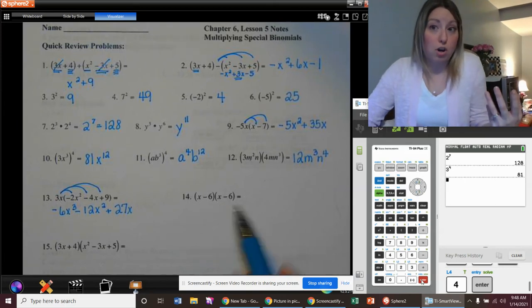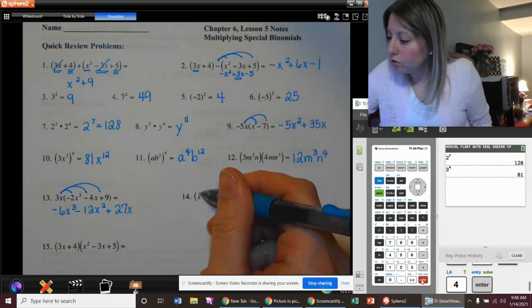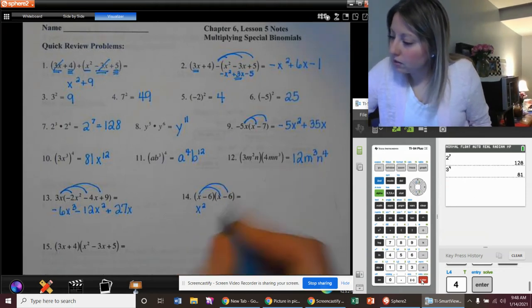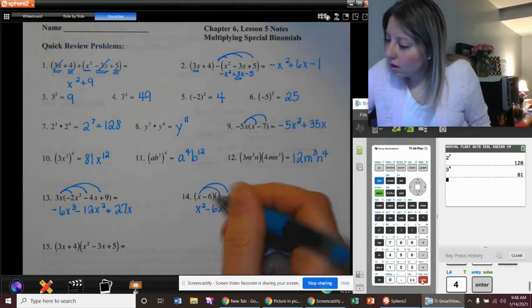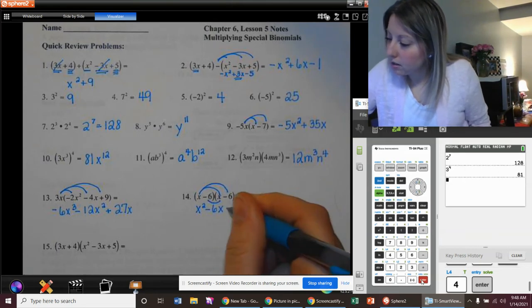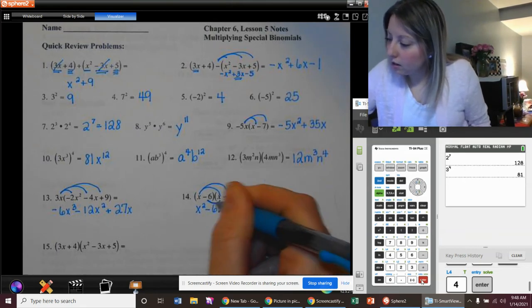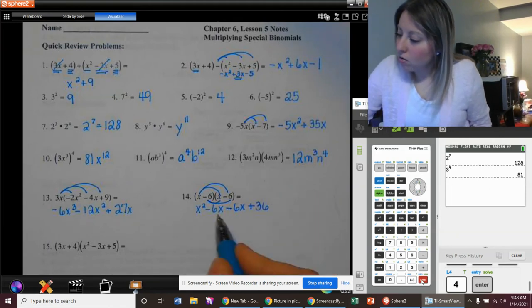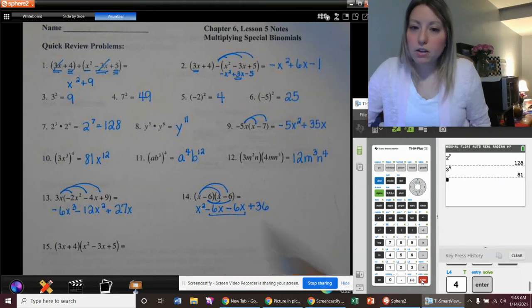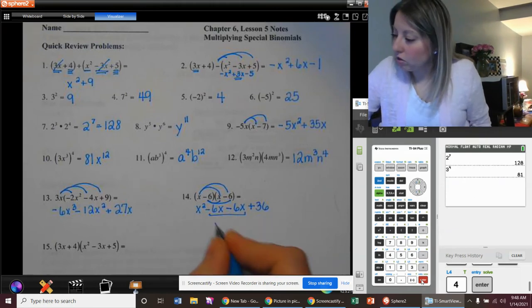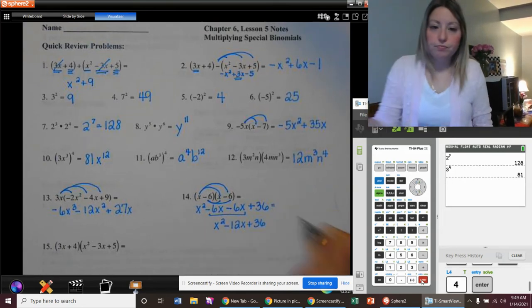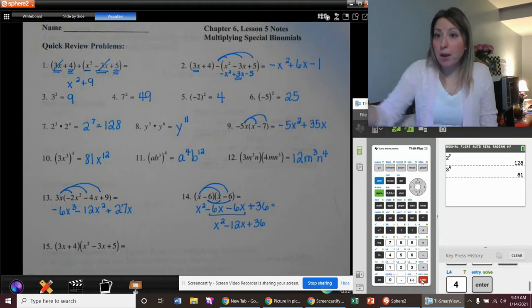All right, but let's just start by FOILing. So first, x times x is x squared. Outer, x times negative 6 is negative 6x. Inner, negative 6 times x is negative 6x. And last, negative 6 times negative 6 is a positive 36. So now combine these like terms in the middle. Negative 6x plus negative 6x, you get x squared minus 12x plus 36 as your final answer. We'll talk about the pattern there.